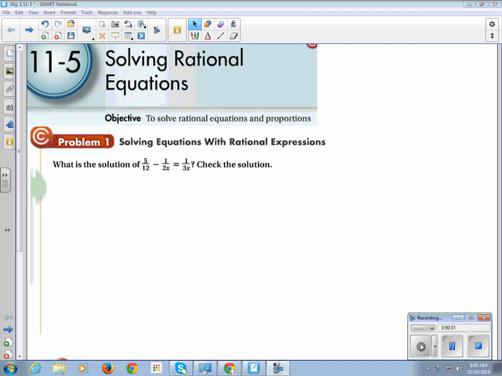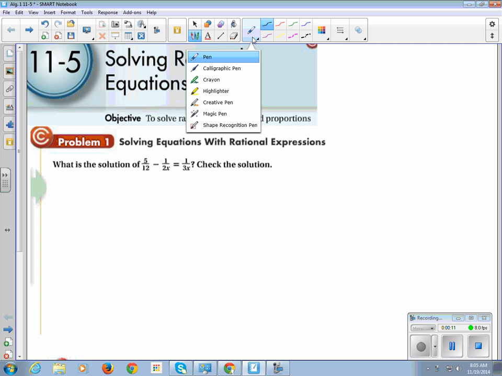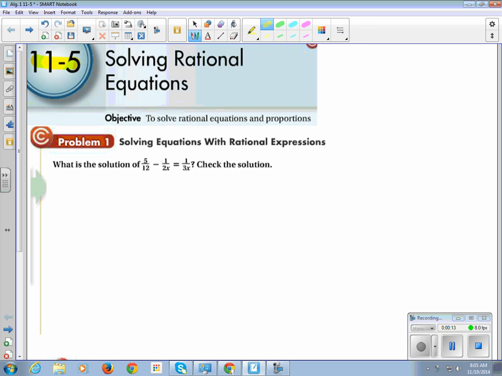You guys, this is chapter 11, section 5, solving rational equations. Our learning objective is to solve rational equations and proportions. So it's more fractions and variables in the fractions. I wanted to show you how it works when you're solving an equation with x's in the denominator.